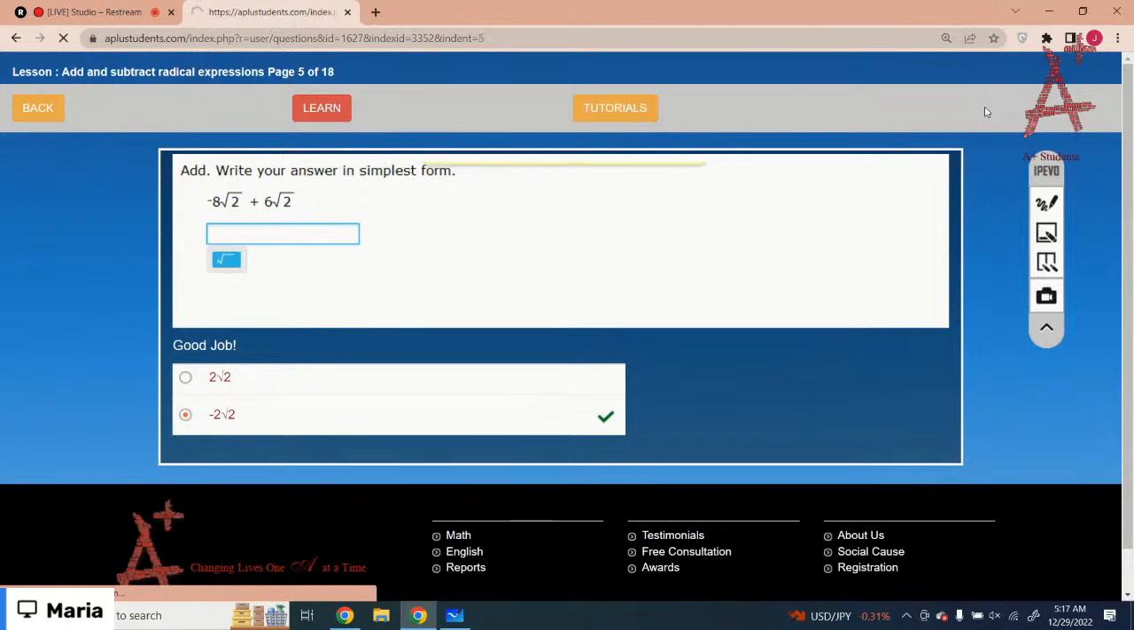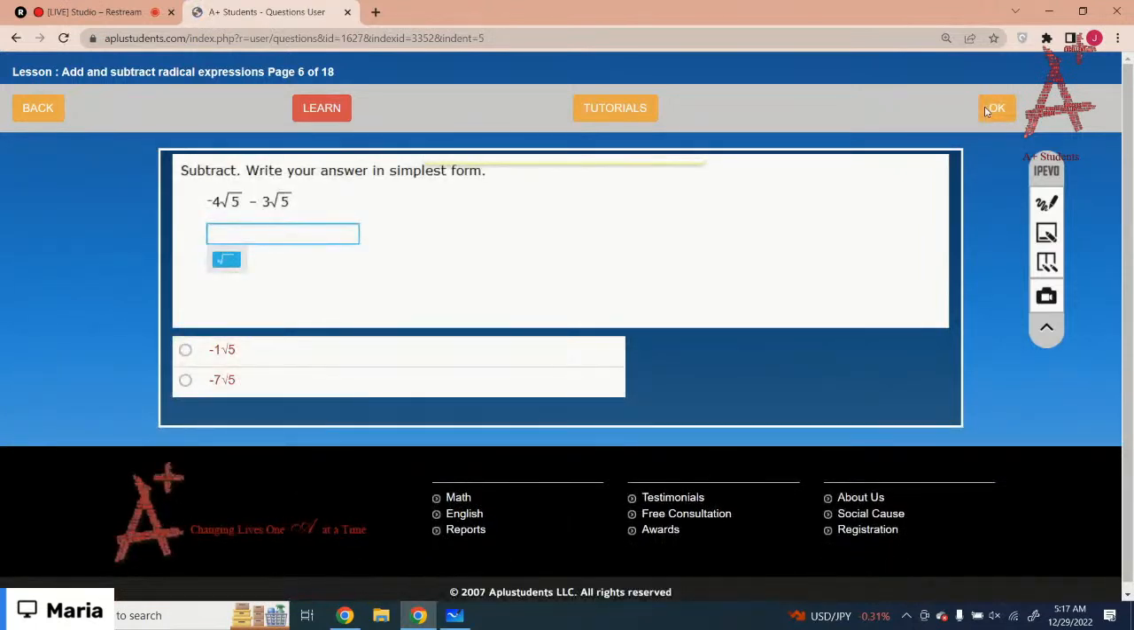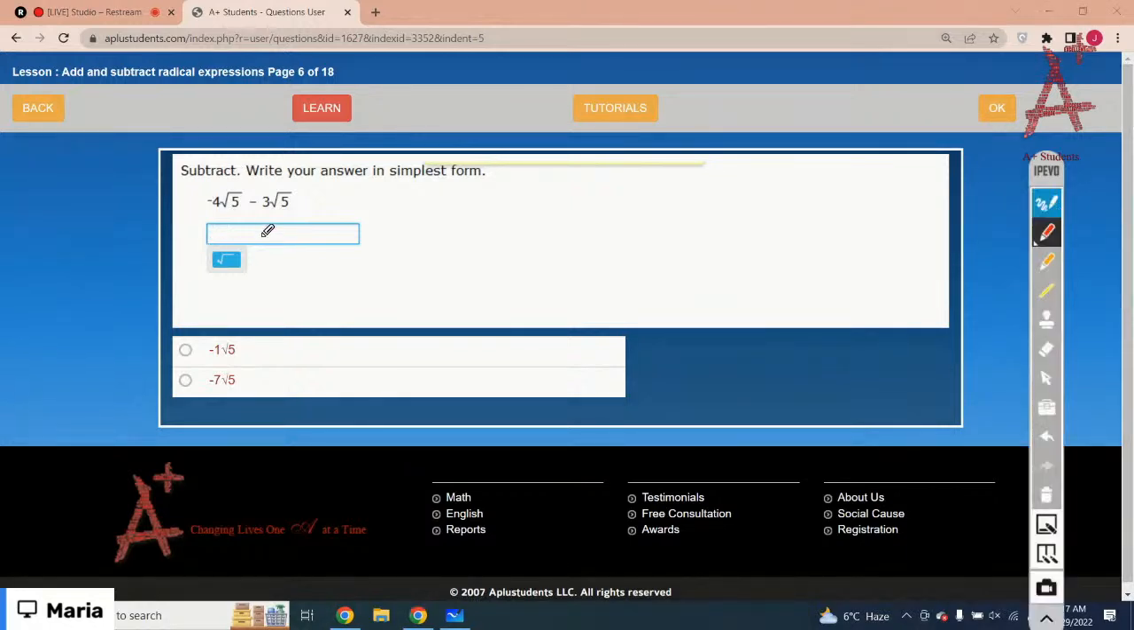Okay, the next one is negative 4 square root 5 subtract 3 square root 5. So you can take common square root 5 and you are left with negative 4 subtract 3. So negative 4 negative 3 equals negative 7 square root 5. Got it? So the second option is the correct option. Just select the correct option, then click on the OK button.